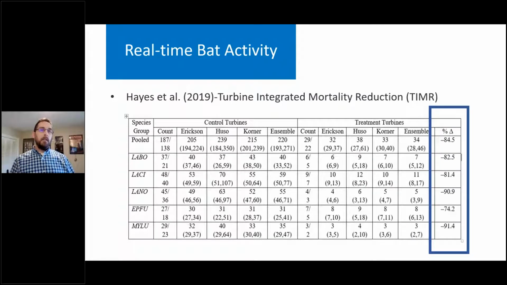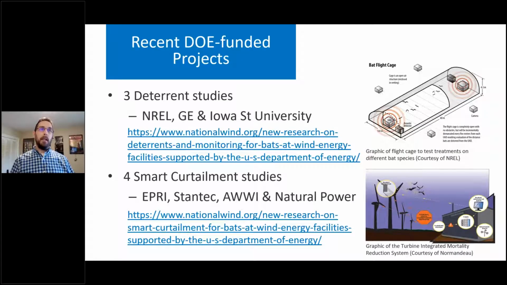And then last year, a publication from a multi-year study came out using the TIMR system, which bases curtailment off of real-time bat activity. So as bats are being recorded, the data is analyzed in real time to determine whether bats are present, and then informs the turbines to curtail. And this study showed a great reduction in mortality based on the parameters from the study. But it is one study, and additional research is necessary to validate the technology and the system. And both for deterrence and for smart curtailment, there's a lot of research underway.